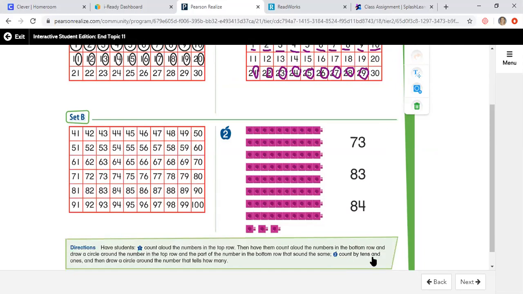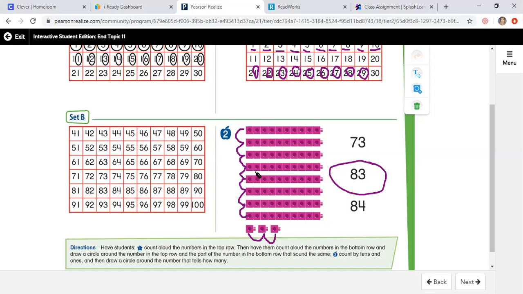Count by tens and ones, and then draw a circle around the number that tells how many. Okay, so we have to count by tens, and then we see there's some ones left over. So let's count together. You need to count out loud. 10, 20, 30, 40, 50, 60, 70, 80, 81, 82, 83. Do you see 83 over here? 83, there we go. Number 2 is 83.